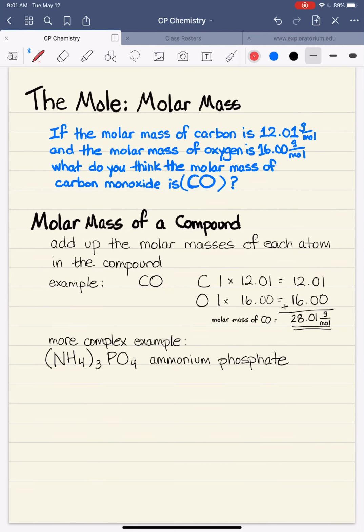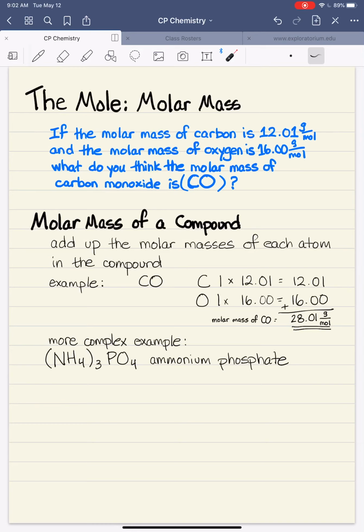Now, let me ask you this. If the molar mass of carbon is 12.01 grams per mole, and the molar mass of oxygen is 16 grams per mole, what do you think the molar mass of carbon dioxide is? Well, if you guessed that you might add those molar masses together, you were right. To find the molar mass of a compound, all we need to do is add up the molar masses of each atom in the compound.